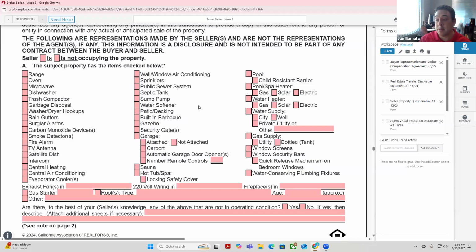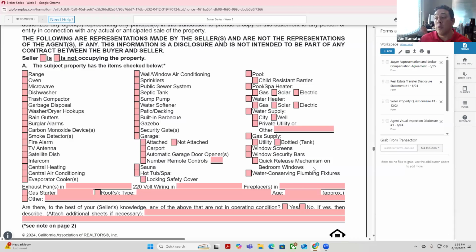Water softener, patio decking, built-in barbecue, gazebos, garage attached, which means it's attached to the house, detached to the house, carport, which means it's not enclosed, just a covering, automatic garage door openers, number of remotes, sauna, hot tub, locking safety cover, pool, child-resistant barrier. In California, pools are required to have a fencing around them or be child-resistant, so that is it there? Is there a pool heater, water heater? Who supplies the water, gas, window screens, window security bars, quick release mechanism?